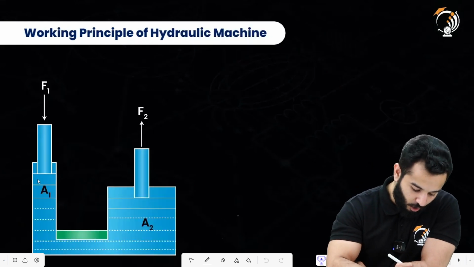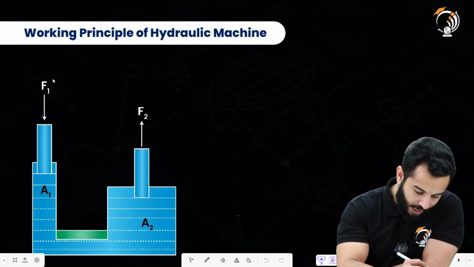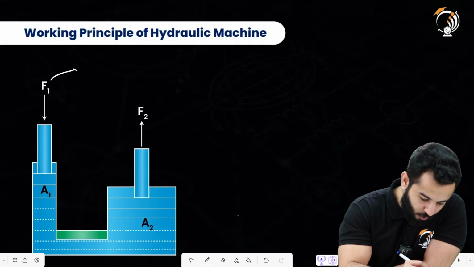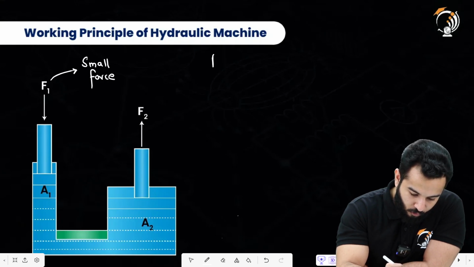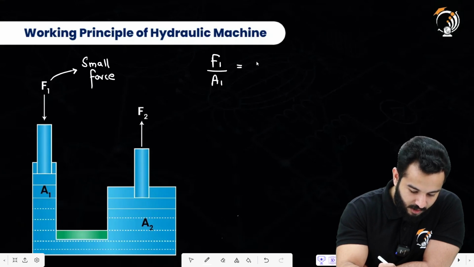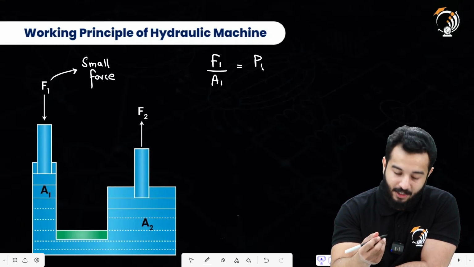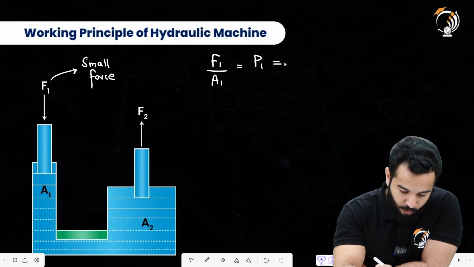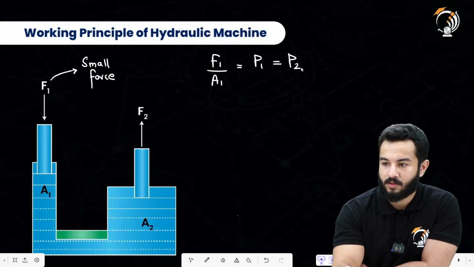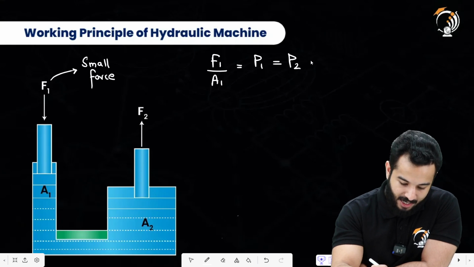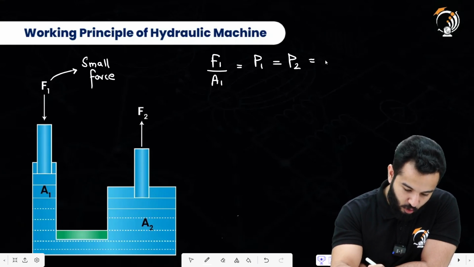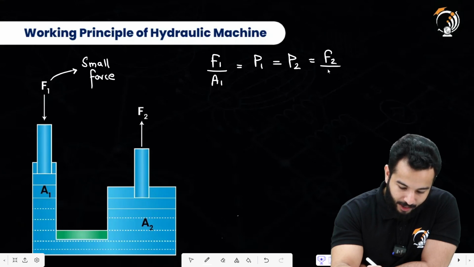See, we have got a smaller area over here. So we are applying a very small force. A small force divided by an even smaller area results in a significant pressure, that is P1. And because of Pascal's law, this must be equal to P2 as well. This is what Pascal's law says. And P2 is equal to F2 divided by A2.